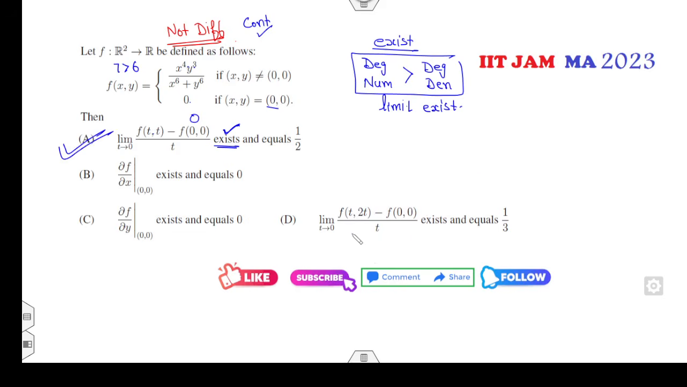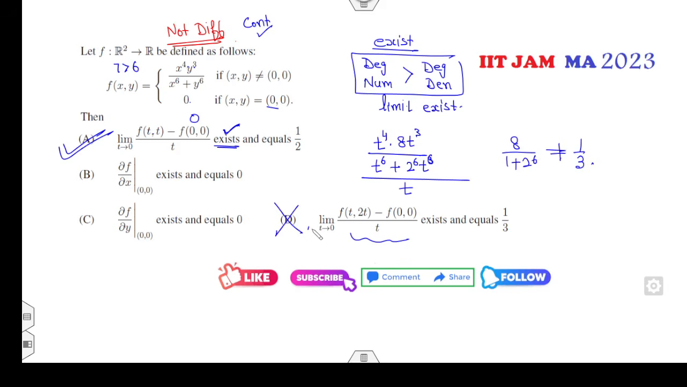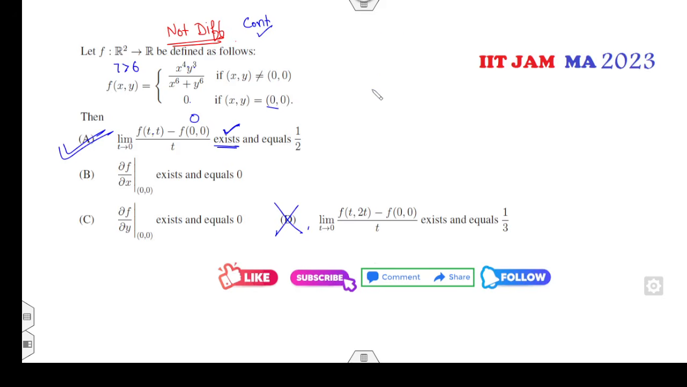Similarly, I can check about this case. I can substitute t and 2. Fine. Divided by t raised to power 6 plus 2 raised to power 6 and t cube minus 0 divided by t. T raised to power 7, fine. T raised to power 7 will be cancelled. 8 over 1 plus 2 raised to power 6 which is not equal to 1 by 3. D option is cancelled. Now we will check the partial derivatives at the point 0 0.